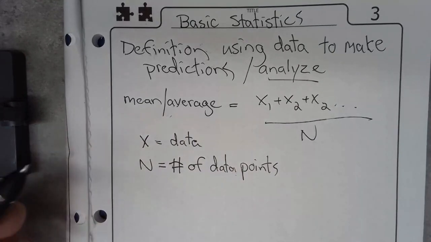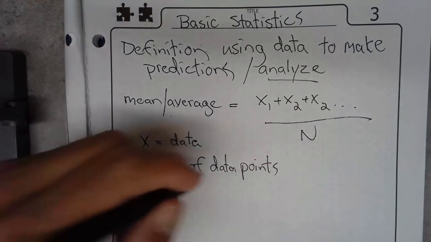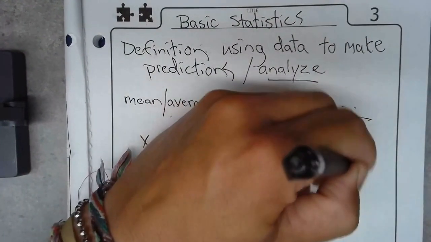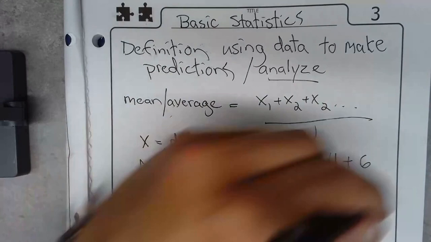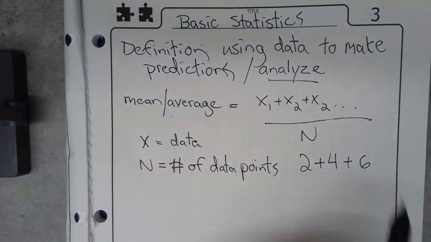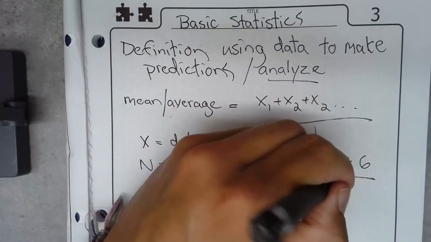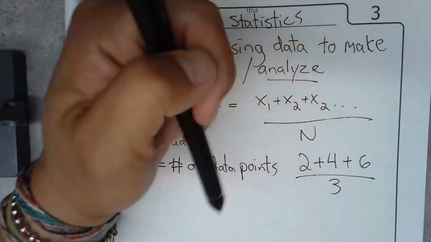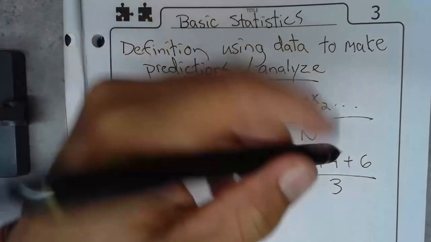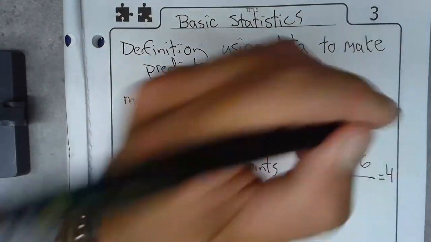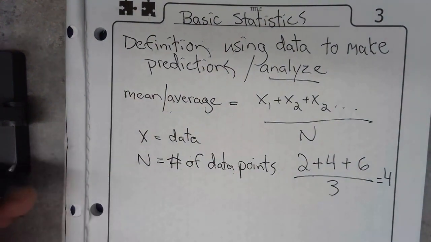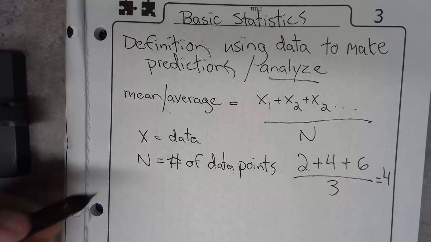All right. So simple, let's say you have 2 plus 4 plus 6. There are 1, 2, 3 bits of data. So you would divide by 3. 2 plus 4 is 6, plus 6 is 12. 12 divided by 3, the average here would be 4. For our purposes, you will have to do a little bit fancier of that, but that's the basics.